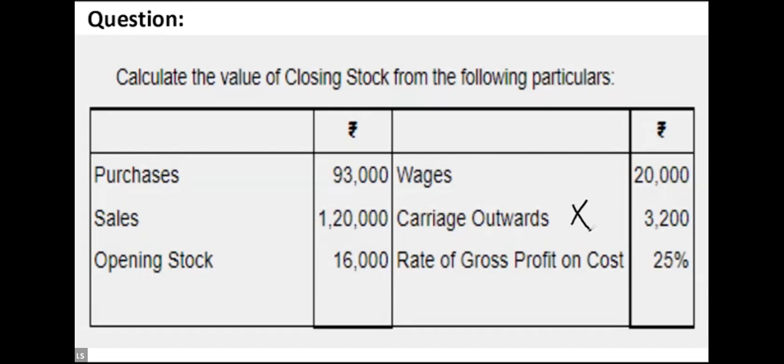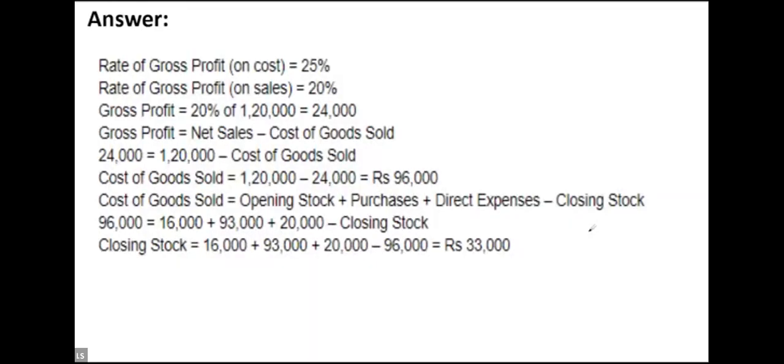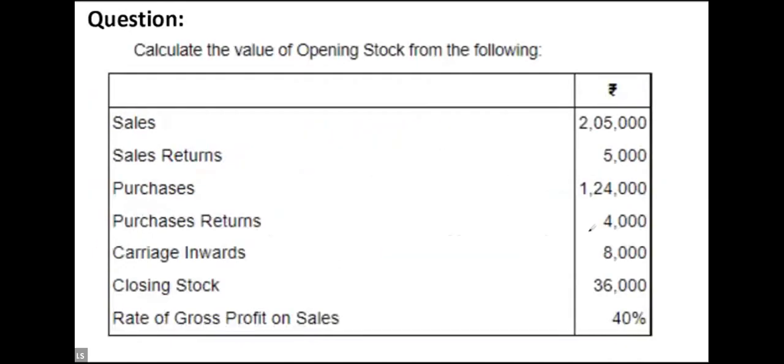Okay. So you will have to correct the value of the closing stock as well, because if you take the carriage outward as 3,200, the answer will be different, and without carriage outward, the answer will be different. So you will be required to correct it. Okay. Please solve this question.